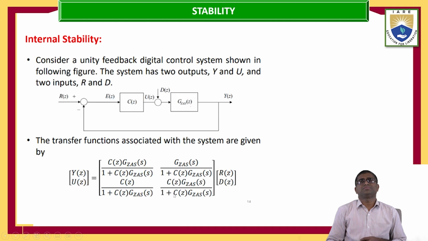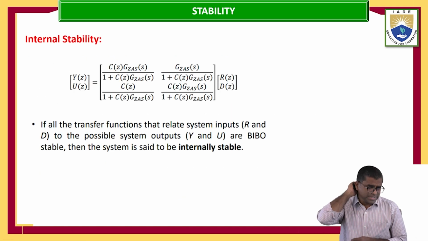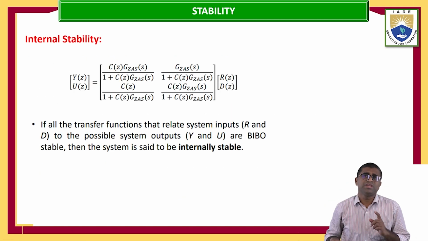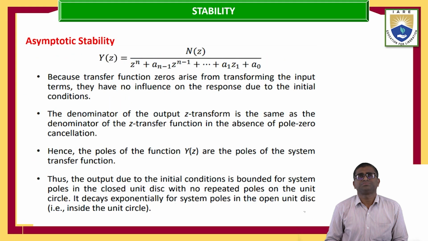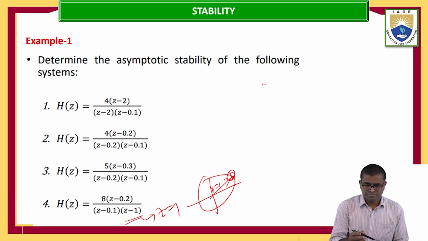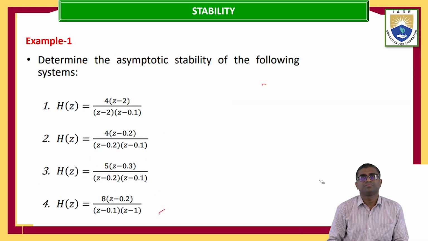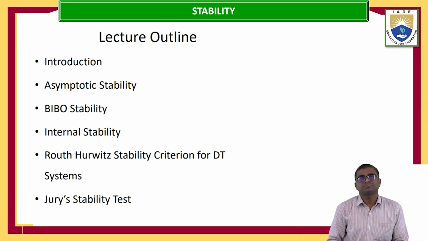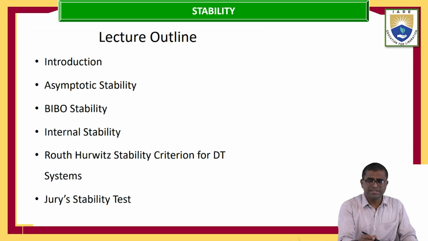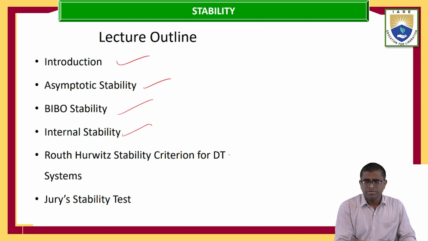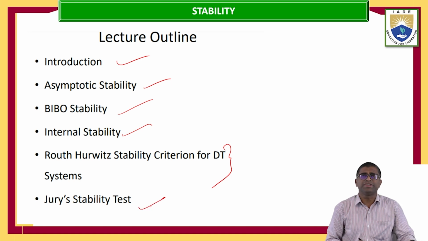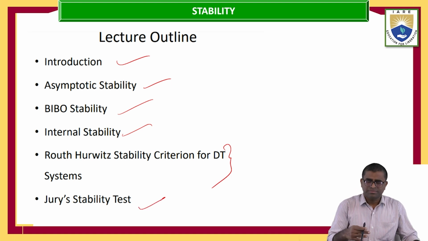These are the references. Now in the next class we will see the topics RH criteria and Jury stability. So we have completed up to here. In this one, you have to complete the introduction part as total stability, BIBO stability, internal stability. Now, in the next class, we will see the RH criteria and Jury stability conditions.